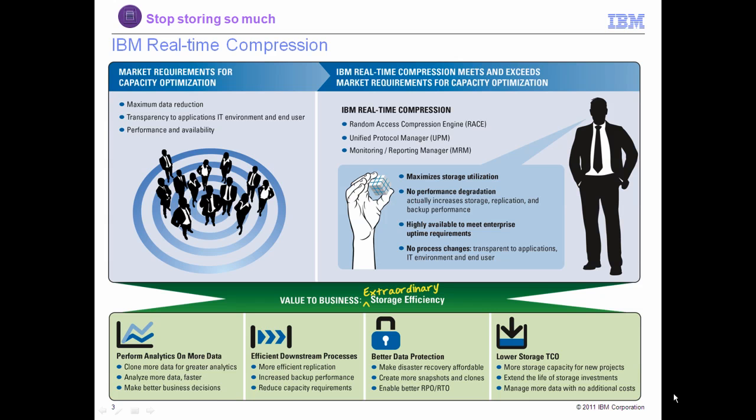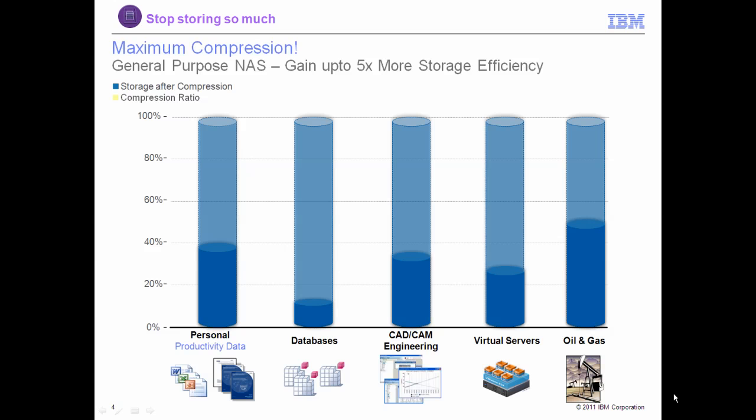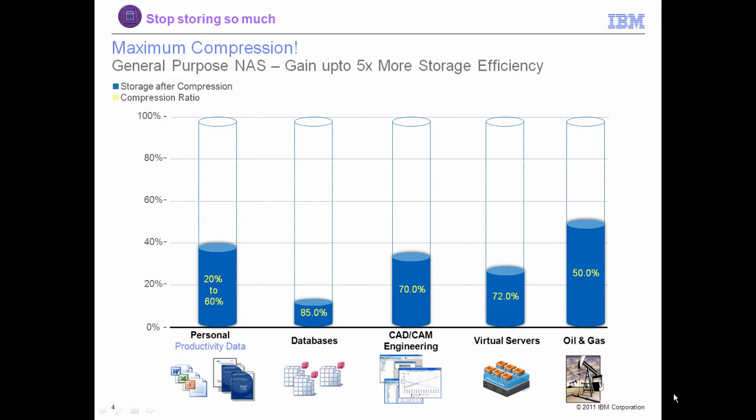This chart shows an example of the different compression ratios that we are able to achieve through the different file types. As you can see, Microsoft Personal Productivity data, PDF data, 20 to 60% compression ratio. The reason for the wide range is the most recent 2007 Office documents that are stored with a .x are actually compressed. However, we're still able to achieve up to 20% compression on some of those files.